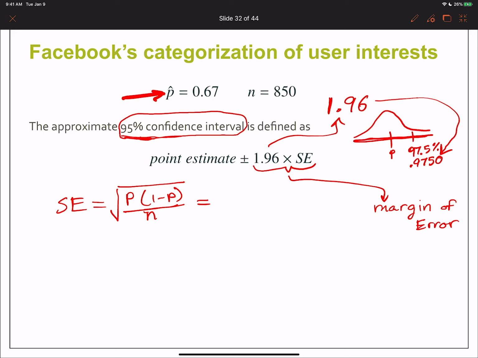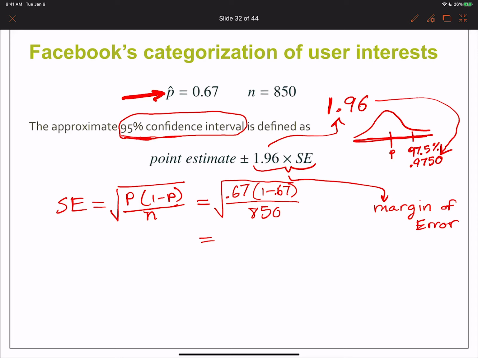Okay. So we have 0.67 times 1 minus 0.67, divided by 850. And what do we get when we do that out? Anybody? I'm about to pull out my calculator. So do what's underneath the square root sign first, and then you can do the square root.